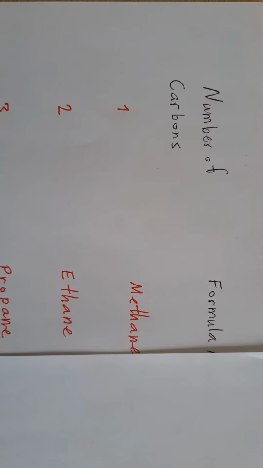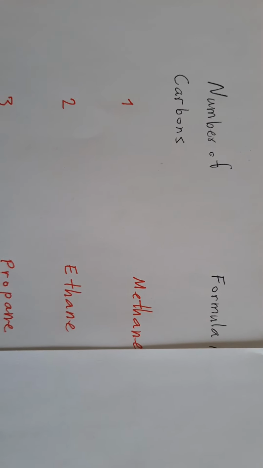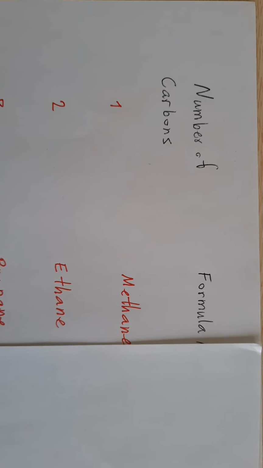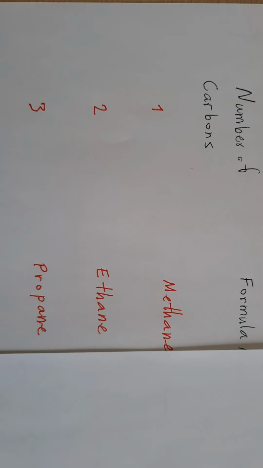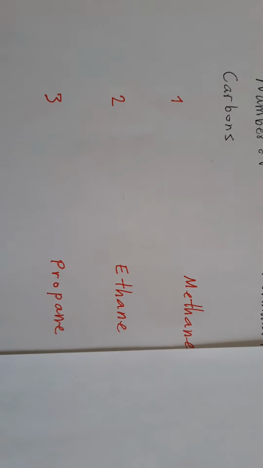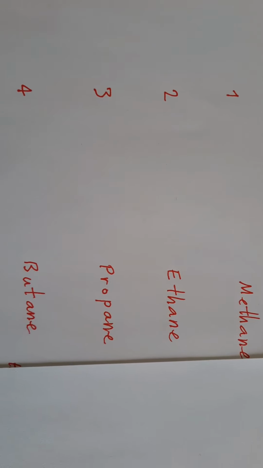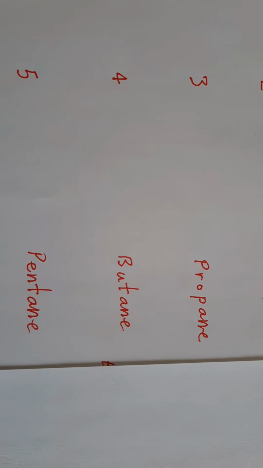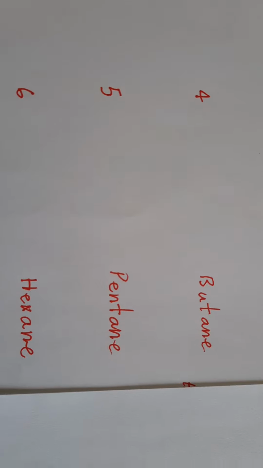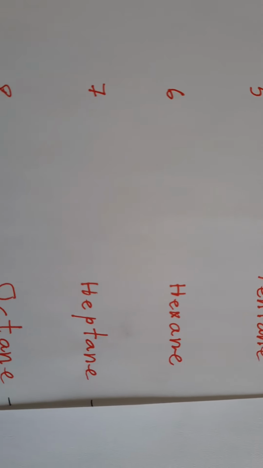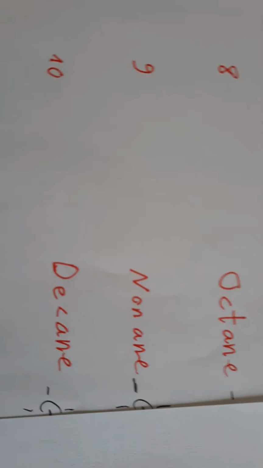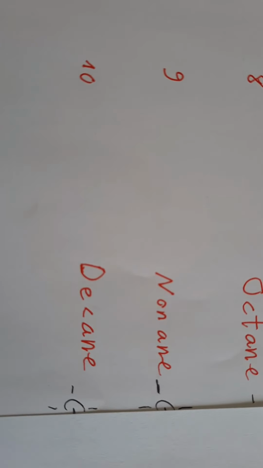Now what you need to remember are the numbers and their names in Latin. So the compounds with only 1 carbon are called meth, 2 eth, 3 prop, 4 but, 5 pent, 6 hex, 7 hept, 8 oct, 9 non, and 10 dec.